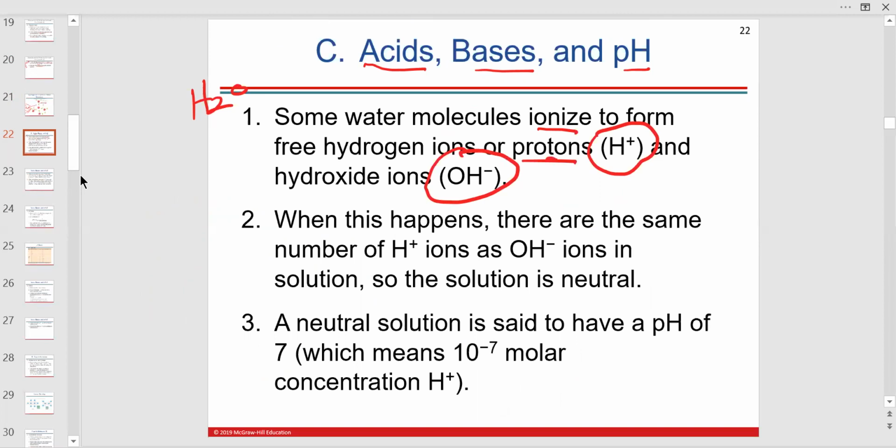Like, remember hydrogen? What's the atomic number of hydrogen? 1. How many electrons does hydrogen have in its stable form, in its CHON form? 1. So if it loses an electron, basically all it's left is a proton. Does that make sense?